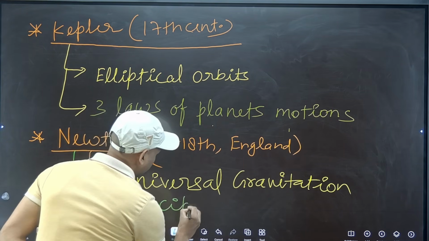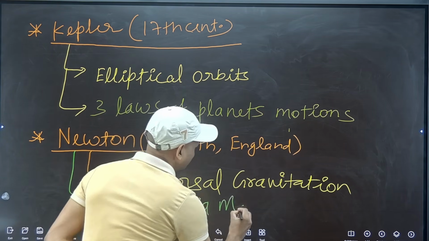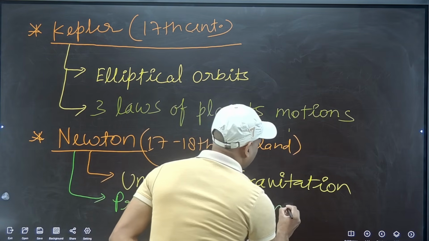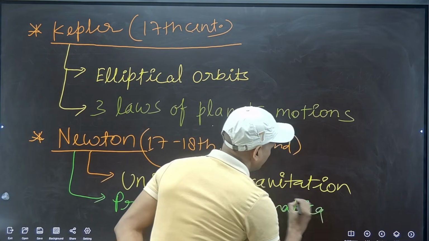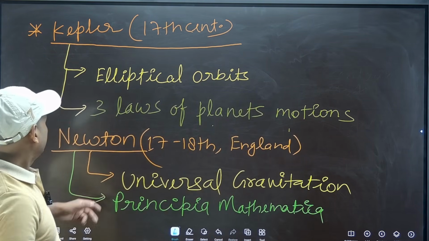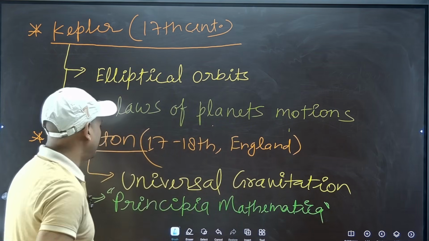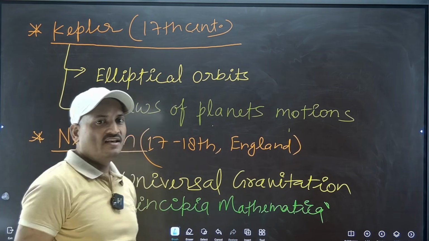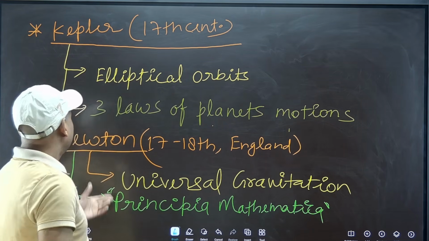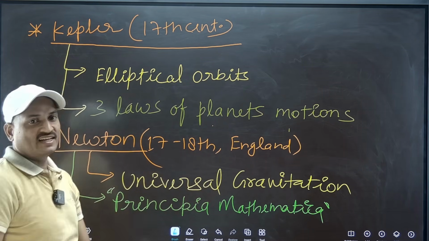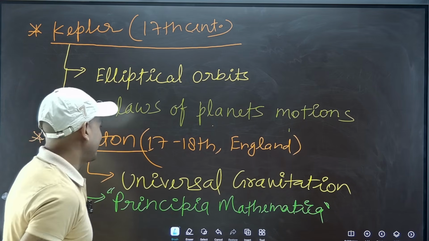Principia Mathematica, as the name suggests, was the book of mathematical calculations. So this was the book of Newton. In this book, he made various claims and observations with respect to calculations. So this gave a new dimension and support to the heliocentric model.